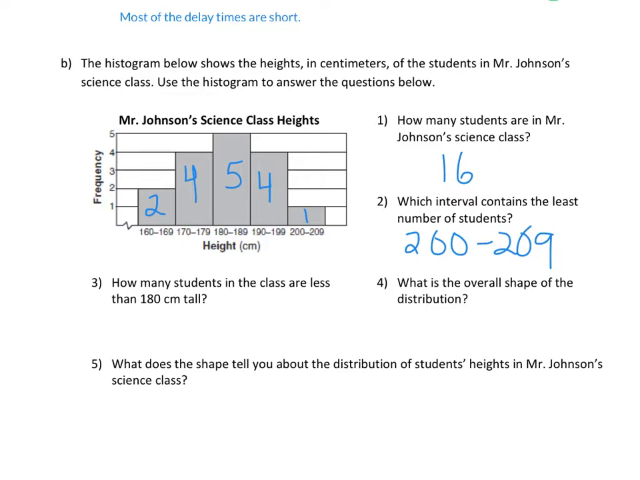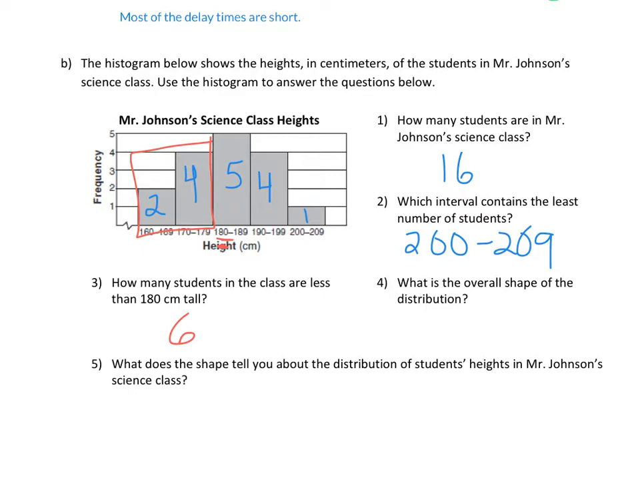3, how many students in the class are less than 180 centimeters tall? Well, 180 is right here. Less than that would be everything to the left of it. So I have 4 and 2 students, which make 6. Go ahead and solve number 4.